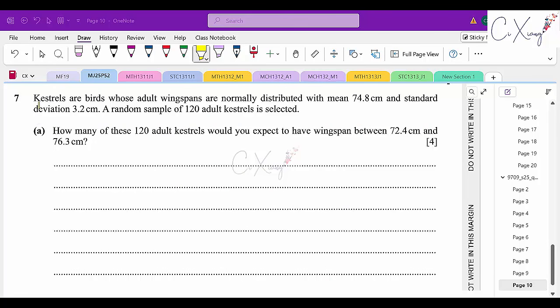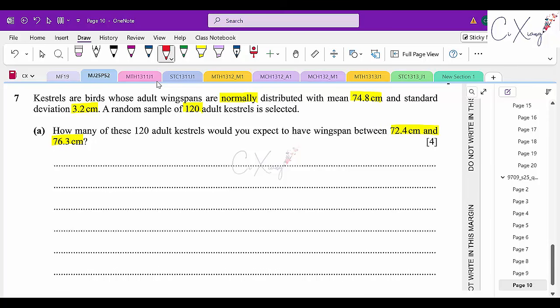Kestrels. I don't know what that is, but they are birds, birds whose adult wingspans are normally distributed, highlight the keyword normally distributed, with the mean and also the standard deviation given. A random sample of 120 birds is selected. How many of these 120 birds should you expect to have the wingspan between this height, this length?